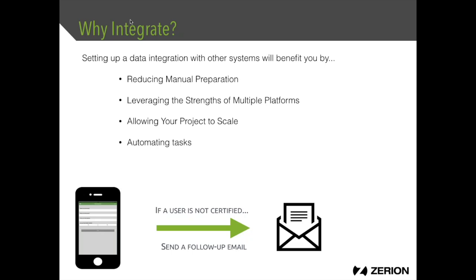You're also able to allow your project to scale, and this one is really, really important. So if I had a list of 5 users who were not certified, not that big of a deal. But if I have a list of, say, 100 or 1,000 users, as my project scales up, this very quickly becomes something that I cannot manually do. It's just not. It's too time intensive, and I need to look into a way to integrate my systems so that that can become an automated task, which is the final benefit.